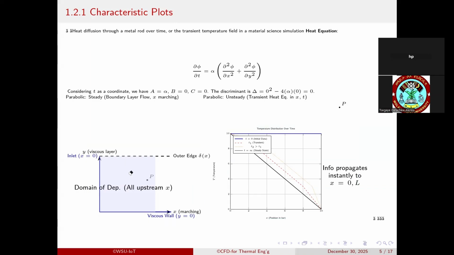The solution proceeds by time marching from the initial data, with information propagating at infinite speed through the domain at each time step.